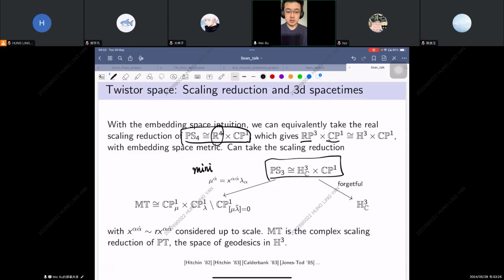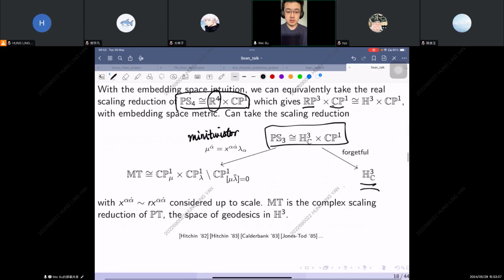Mini twisted spaces are also just twisted spaces. They're the space of oriented geodesics of 3D spacetime, in this particular case, hyperbolic 3-space. So again, there's a double fibration because everything is just inherited from the previous one we were seeing before. So it's still a forgetful map.